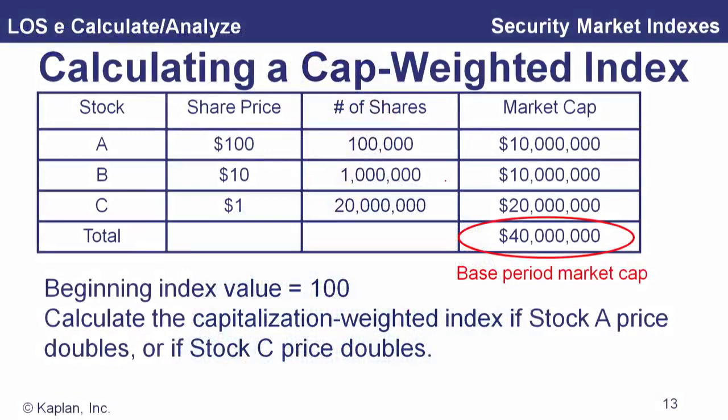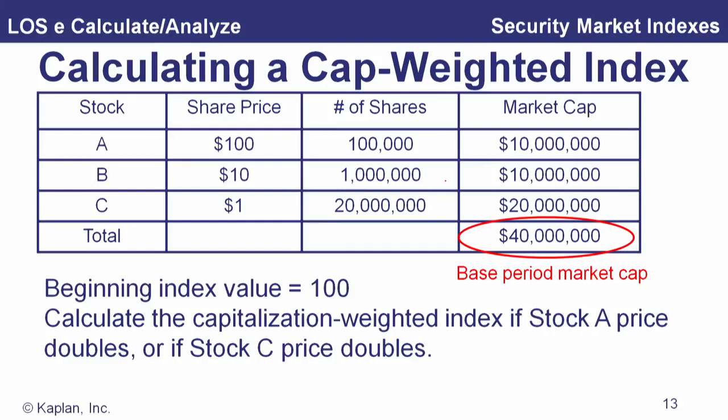Now let's look at the calculations for a market capitalization or value weighted index. We've got share prices, and those are the total number of shares outstanding. And we've got 3 different share prices there, 100, 10, and 1. And we get the market cap by multiplying share price times the number of shares outstanding. And if we add all those up, that's our beginning period market capitalization, the total value of all the shares of all the companies in the index. And we set that beginning value of the index to 100.